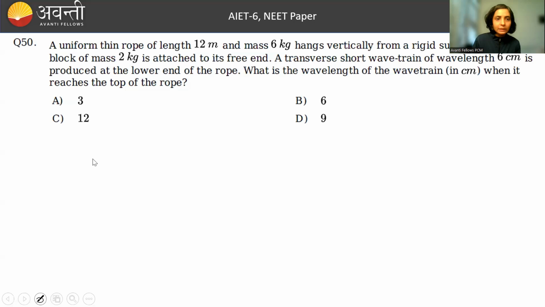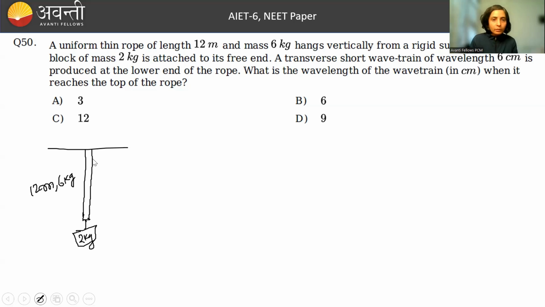So there is a uniform thin rope of length 12 meter, and of mass 6 kg, that hangs vertically from a rigid support. So this rope has a mass actually. This is not a massless rope. Its mass is 6 kg. And a block of mass 2 kg is attached to its free end. And here also 2 kg is attached.